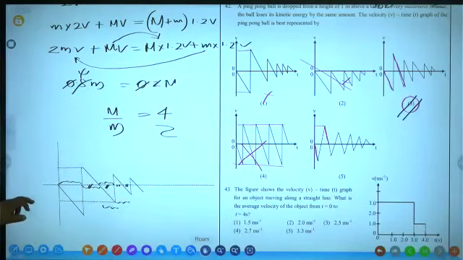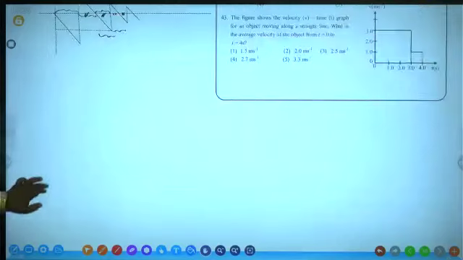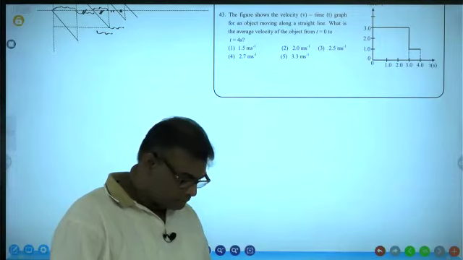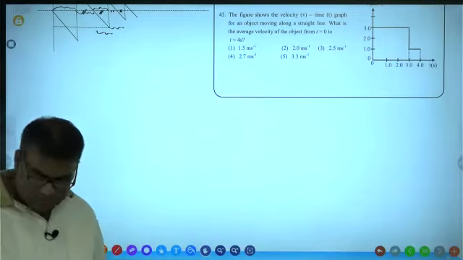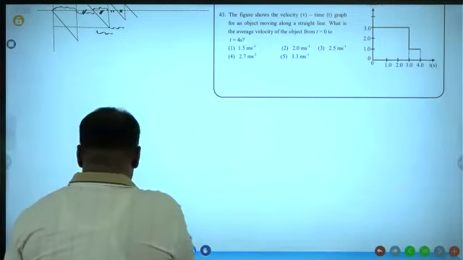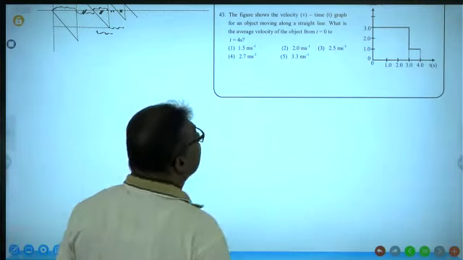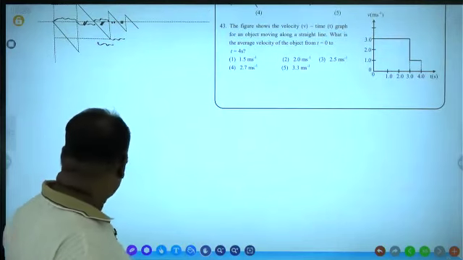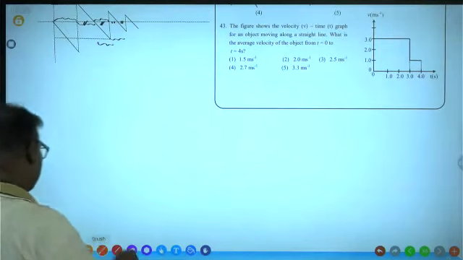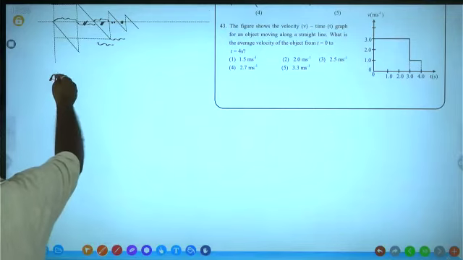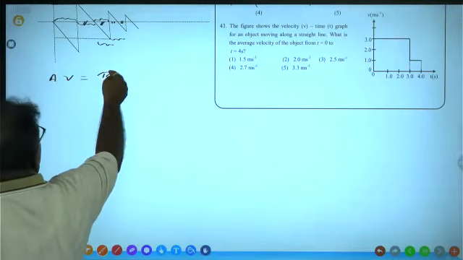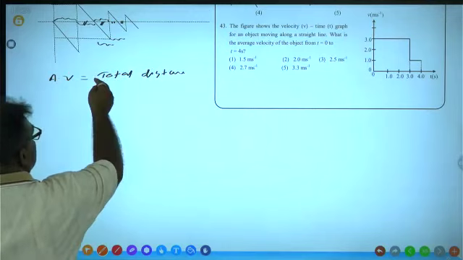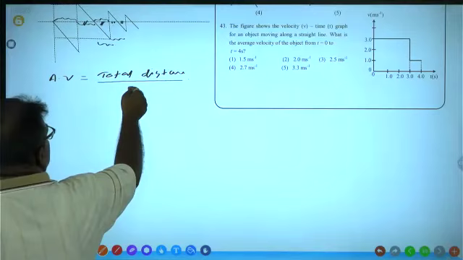Okay, let's take the other one. 43. Average velocity of the object, no? Next one, you are asked to find average velocity. Look at the graph given. It's a velocity time graph. Let's take the equation of average velocity. Average velocity equals total distance or total displacement divided by total time, right?